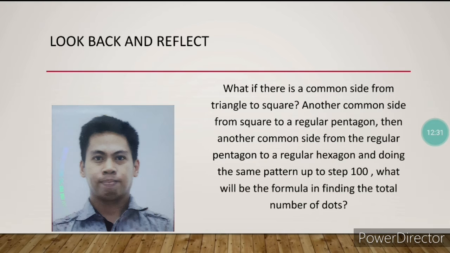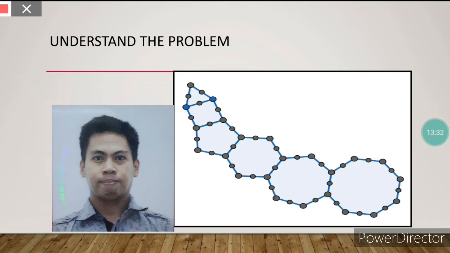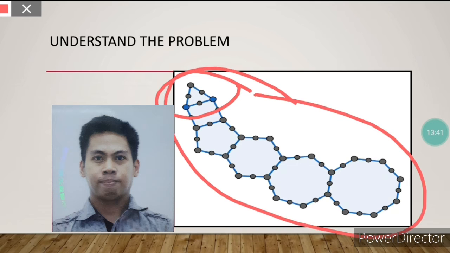Step 4 is to look back and reflect. What if there is a common side from triangle to square, another common side from square to a regular pentagon, then another common side from the regular pentagon to a regular hexagon, and doing the same pattern up to step 100? What will be the formula in finding the total number of dots? And it shows here an illustration from step 1 to step 6.